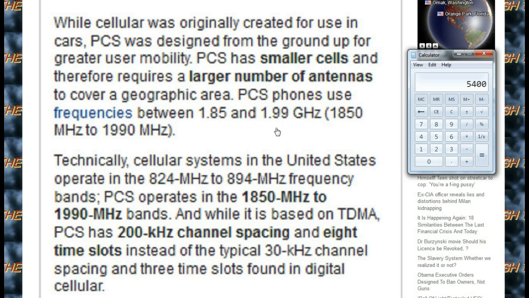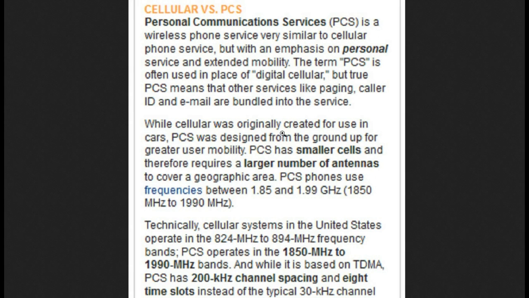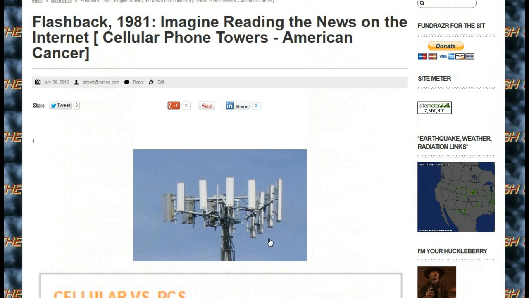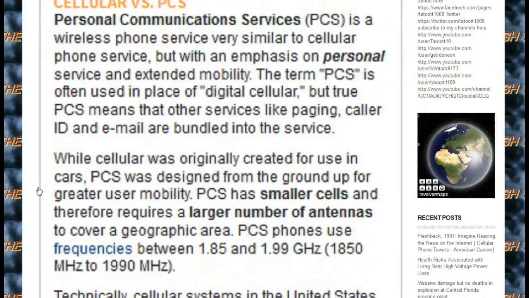Now that's a long way away from you. It's up in the air, 100, 125 feet. But where is that frequency going? It's continuous. They're not cutting that off. You got these antennas right here transmitting everywhere.